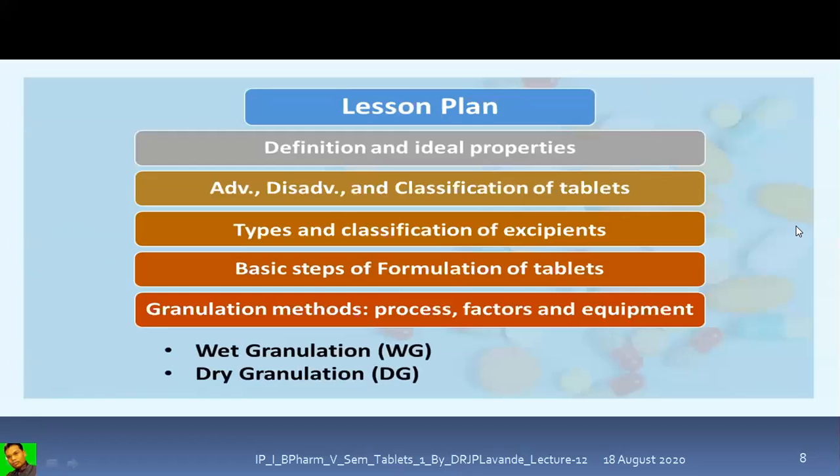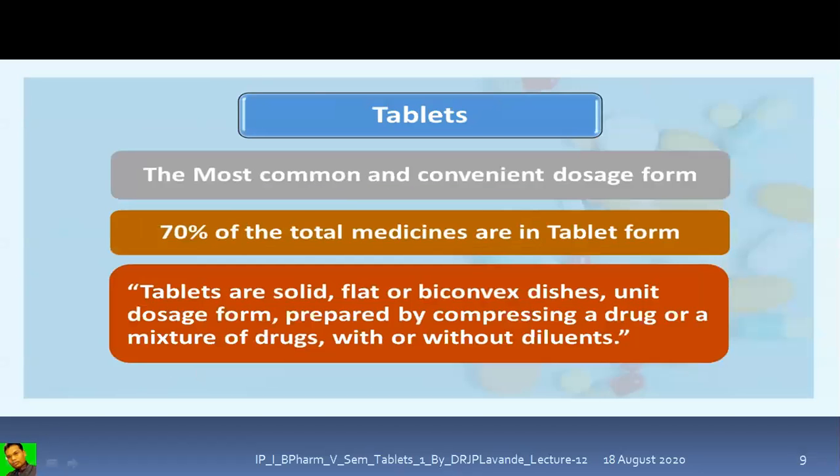We will also study the methods of granulation, that is wet granulation and dry granulation. So let us start with tablets.